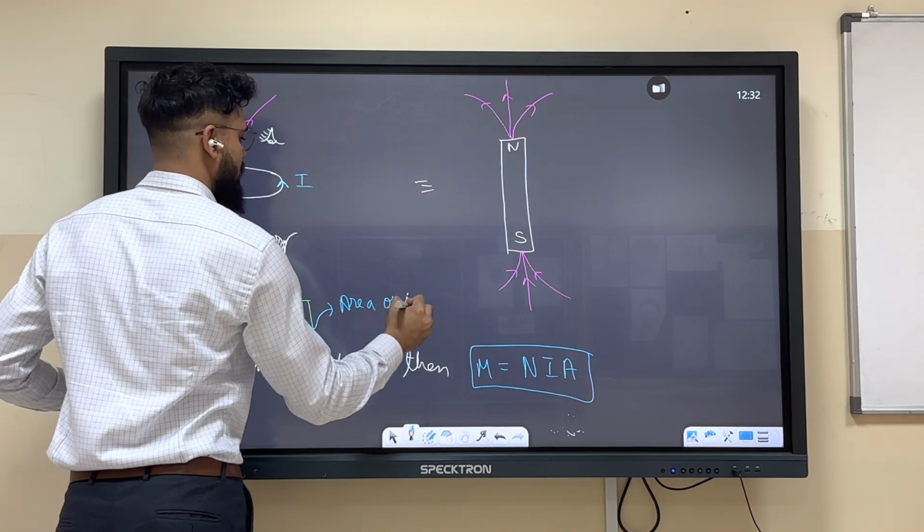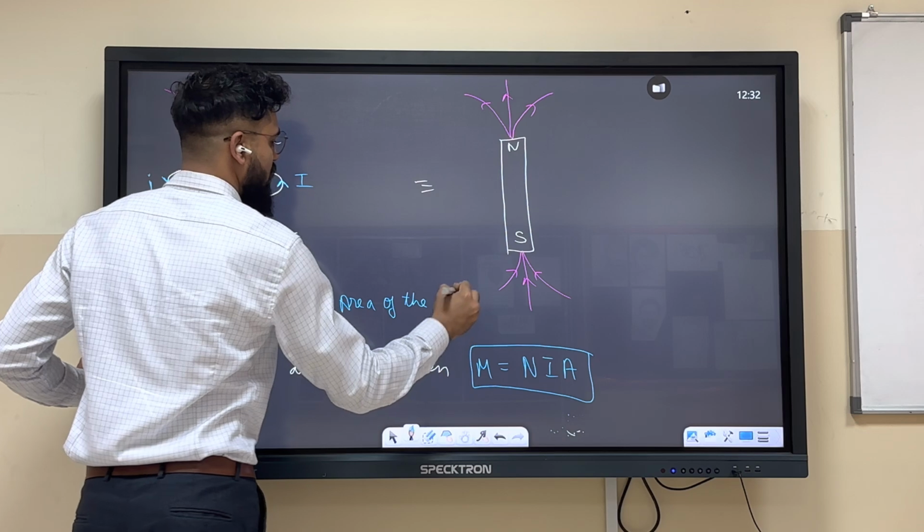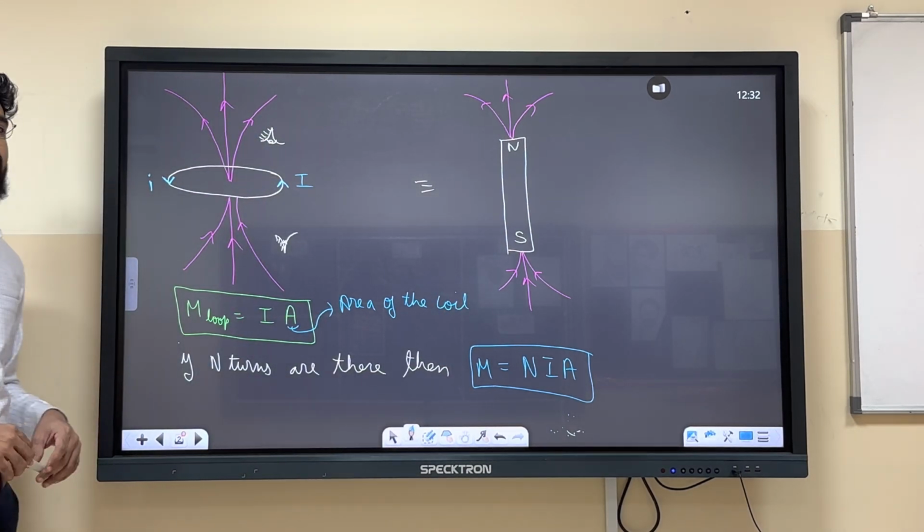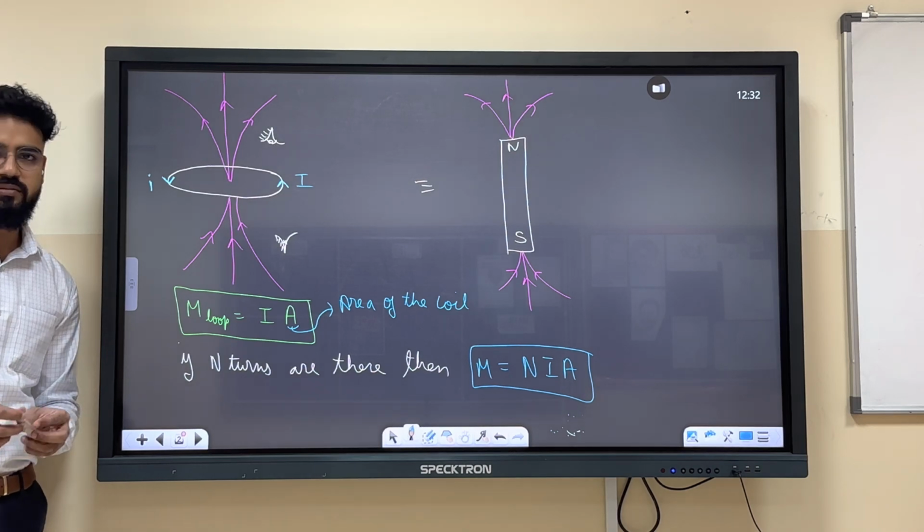Area of the coil. It could be rectangular, it could be triangular. It can have any shape.